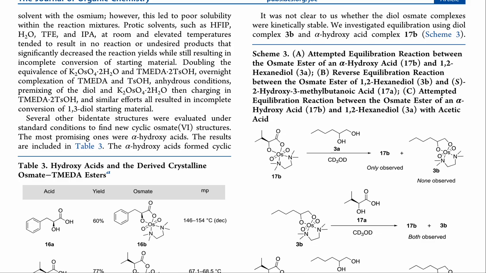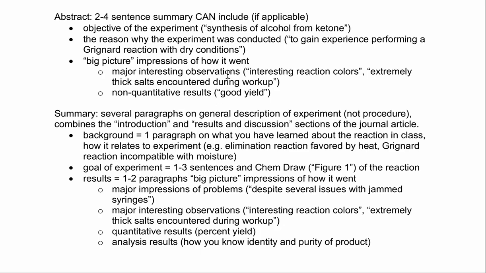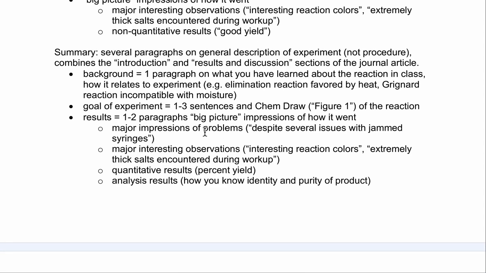So let's look at your lab report. Your lab report will combine the introduction and the results and discussion sections. So the background would just be very brief. I don't want you to go and do a bunch of library research, maybe just your textbook, your notes, a little bit about what you know about the reaction. What did you learn in class about the reaction that you did in lab for the topic that you picked?